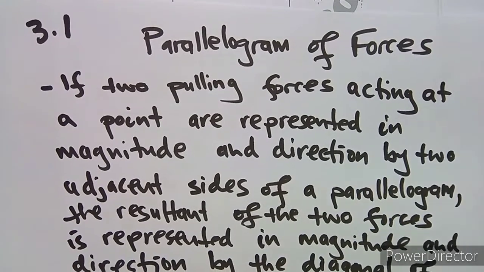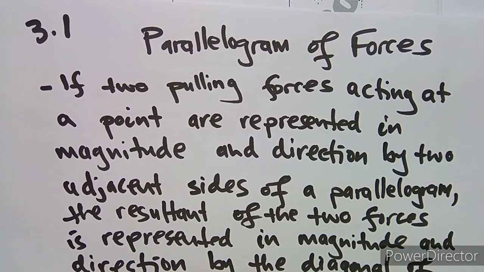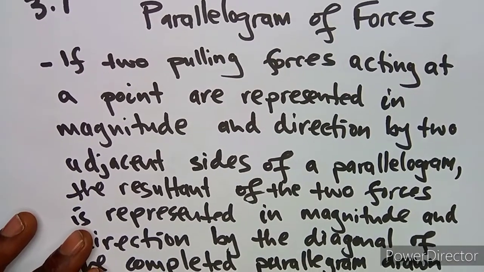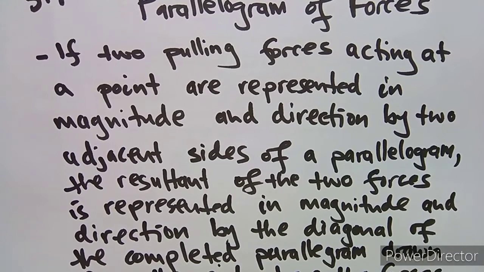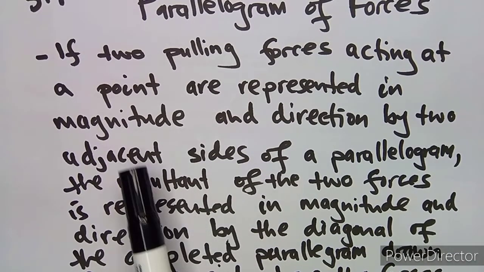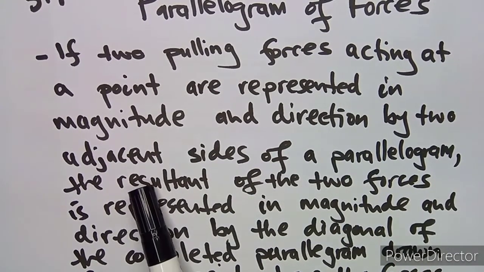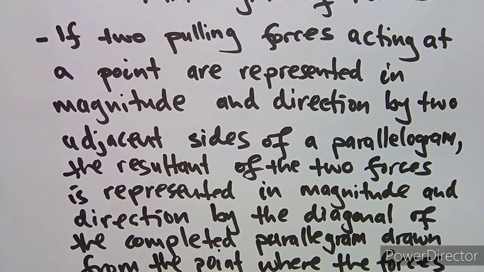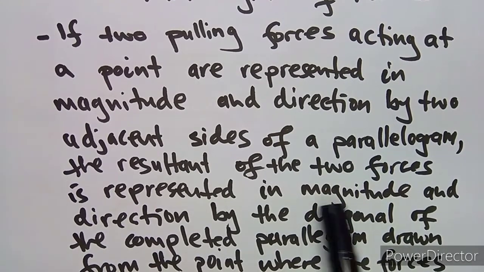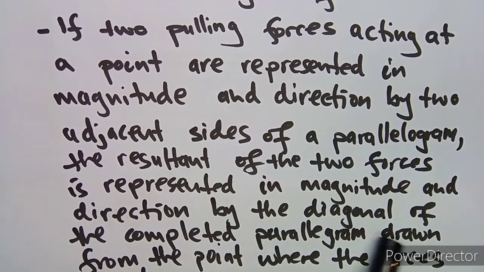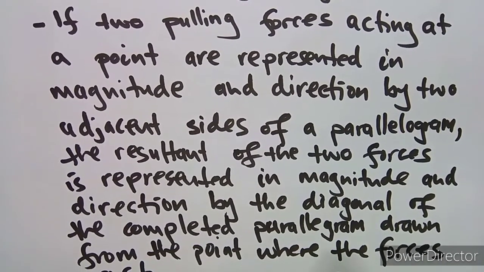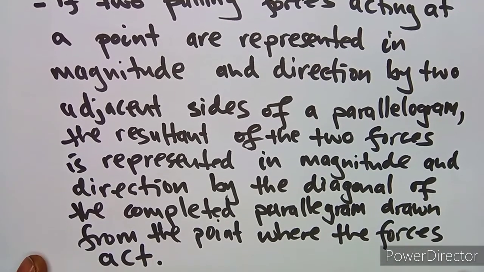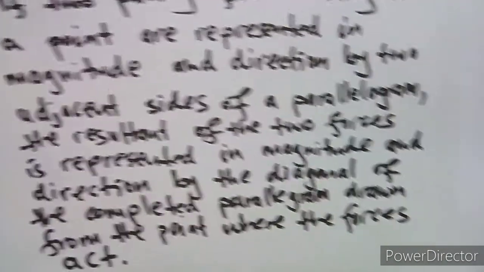The parallelogram of forces: if 2 pulling forces acting at a point are represented in magnitude and direction by 2 adjacent sides of a parallelogram, the resultant of the 2 forces is represented in magnitude and direction by the diagonal of the completed parallelogram drawn from the point where the forces act. So that is actually what you are referring to.